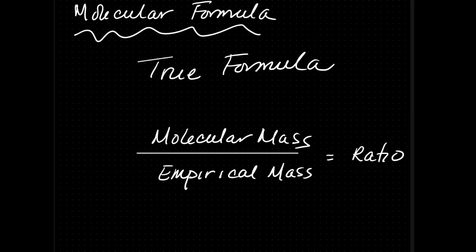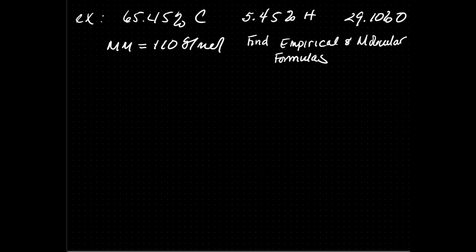So molecular formula is the true formula. You do the same procedure and solve for the empirical formula. Once you know the empirical formula, you need to do the ratio of the molecular formula mass to the empirical formula mass. After you find the ratio, it is going to be the ratio times the empirical formula. And that will give you the true formula or the molecular formula. To find the molecular formulas, we need to first find the empirical formula using the same method as before. So pause the video, solve the empirical formula, and then check your answers.